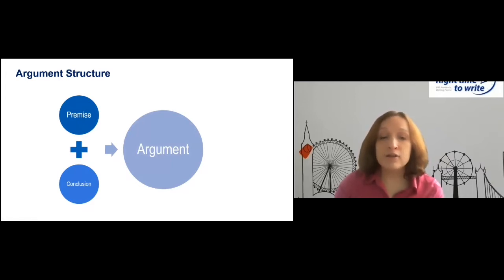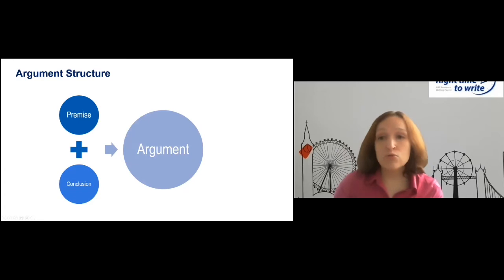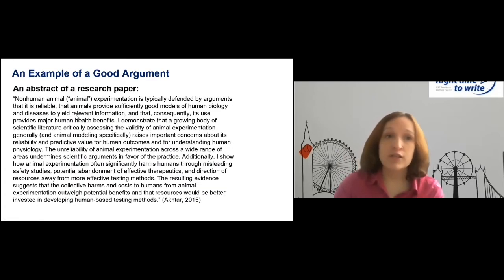Our argument is actually as strong as our premises are, and as sound as the connection between premises and conclusion is. And this is what a good argument consists of. And to begin with, I would like to show you an example of a good argument. This is actually an abstract of a published research paper. Please have a look.